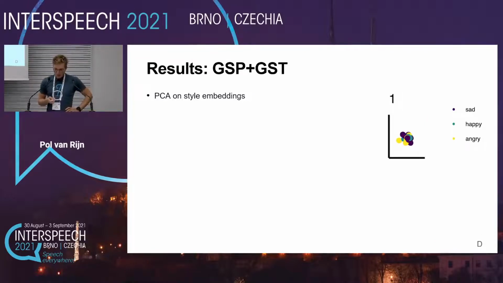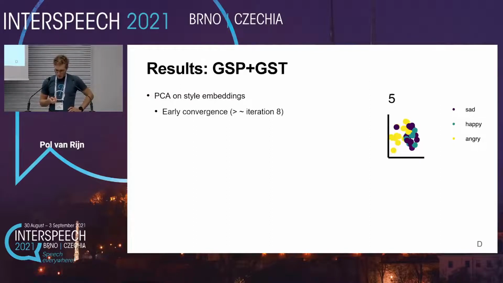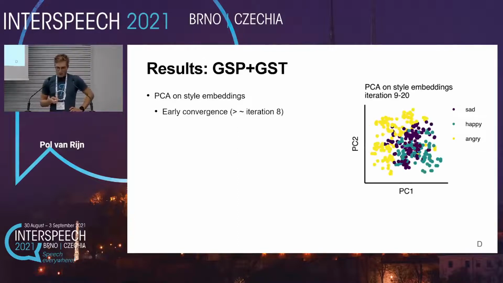We apply principal component analysis on all style embeddings at once, and we can look at how the PCA is evolving over iterations. The color dots represent different intended emotions. As we can see, in the first iterations not much is happening. But after 7 iterations, different intended emotions obtain a relatively fixed position on the first two principal components, indicating a relatively early convergence.